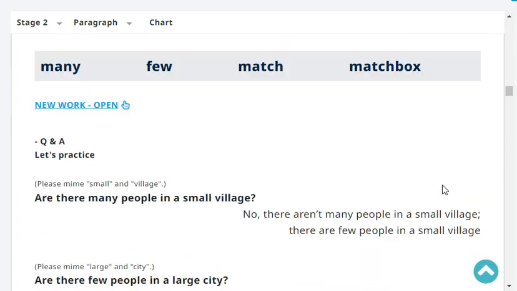Break. Okay, here we go. First question. Are there many people in a small village? No, there aren't many people in a small village. There are few people in a small village. Very good.